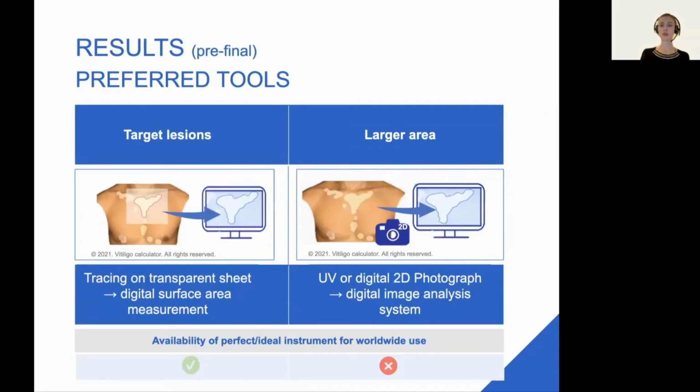However, if you consider using a digital instrument, we recommend a combination of 2D photographs with digital image analysis systems. The process of taking digital photographs is feasible and affordable for most clinicians. We scored the quality of this system sufficient for both reliability and validity as well. But we think a two-dimensional full-body analysis system that meets all requirements is not yet available to date. Thank you for your attention.